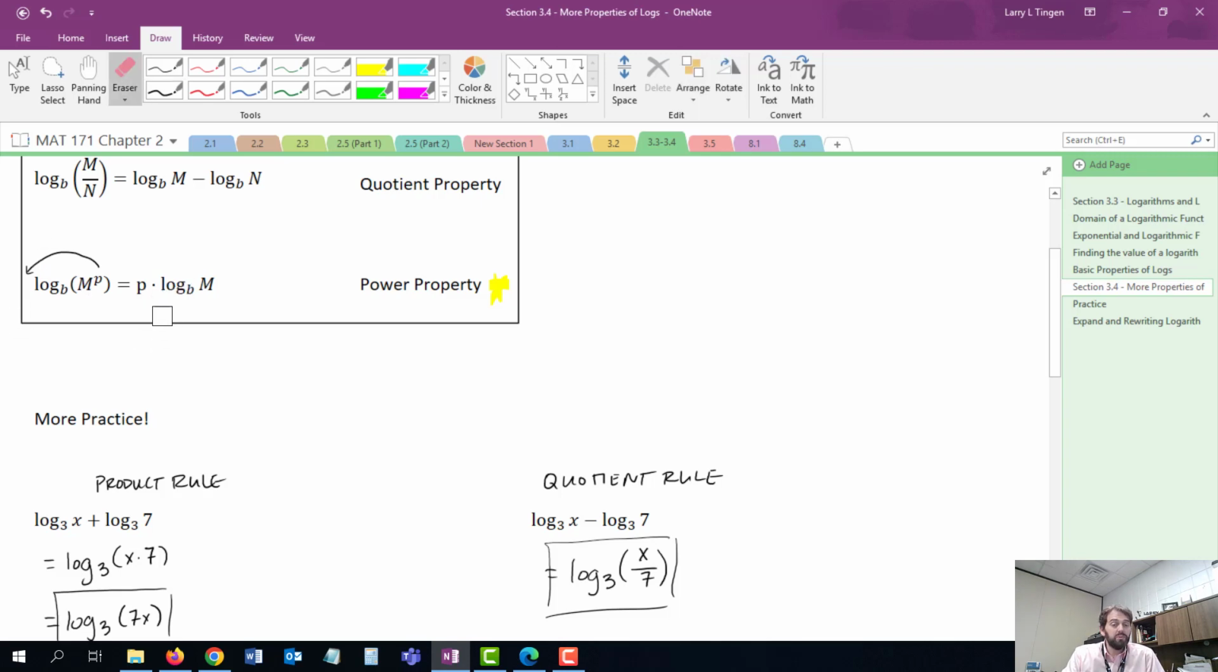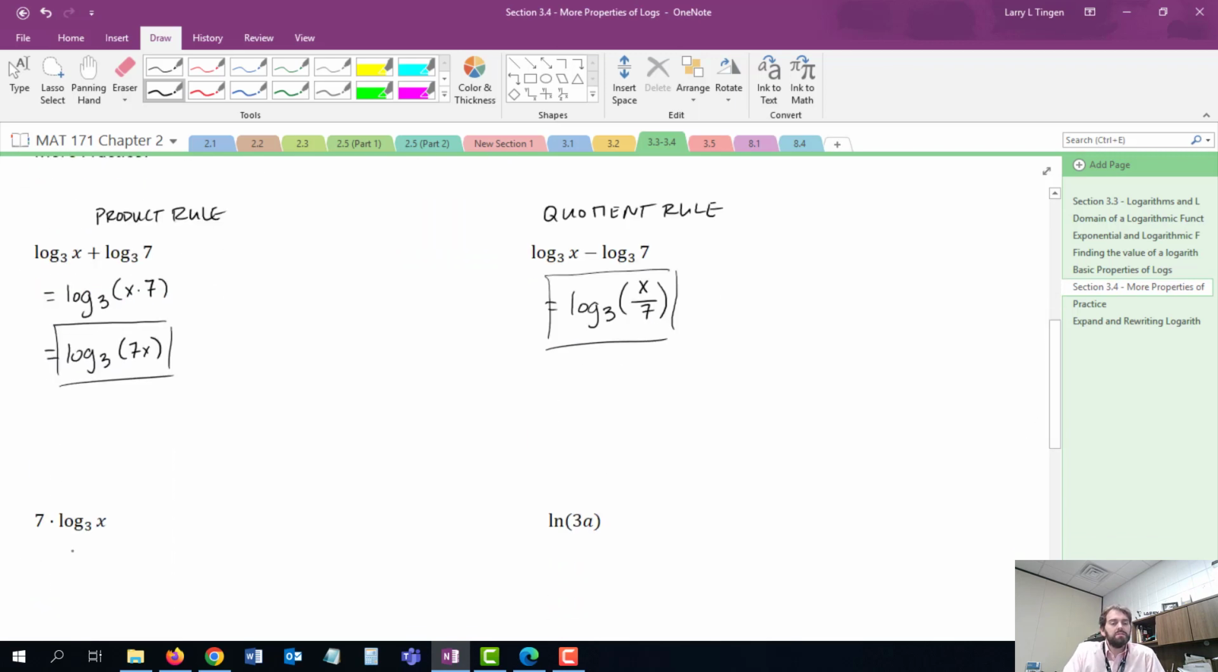It turns out we can do this both ways. If I have my p times log base b of m, if I have a log with a number out in front of it as a coefficient, I can bring that inside the argument and make this log base 3 of x to the 7.